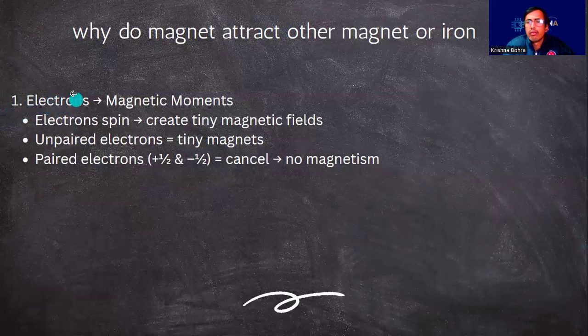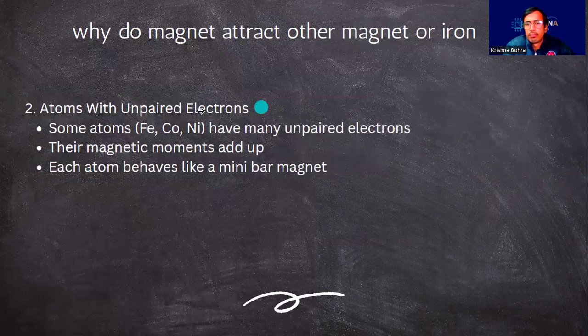So the first thing we know is that every material is made up of atoms, an atom has electrons, and an electron has rotation and spin. Due to the electronic spin, they create a tiny magnetic field, and this particular magnetic field is called a magnetic domain. If the object has unpaired electrons, it will become a tiny magnet. And if it has paired electrons, the total magnetic moment will get cancelled out.